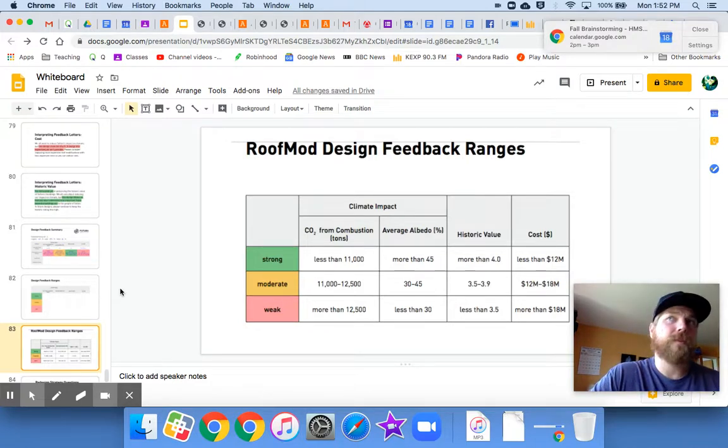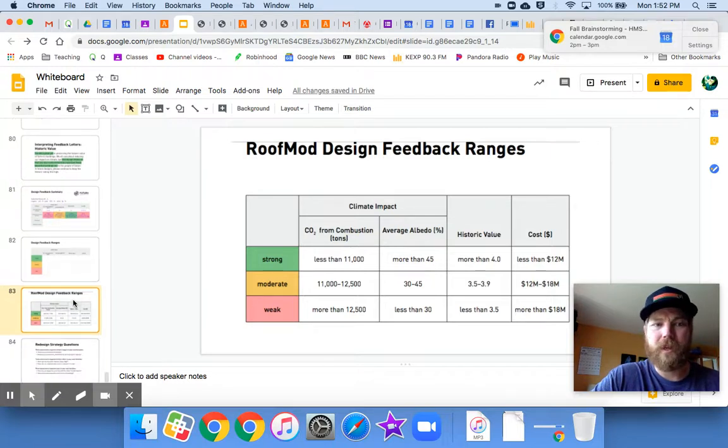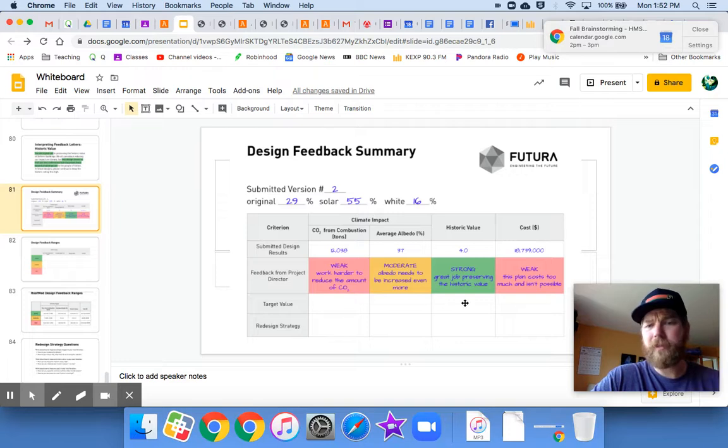So one of the things that we're going to have to do is consider, all right, what do I still want the most? Maybe I'm okay having moderate historic value, as long as I can get my other numbers increased. I think that will be a better design. So why don't you go ahead and copy those target values into this section right here. Go ahead and do that right now. Pause.